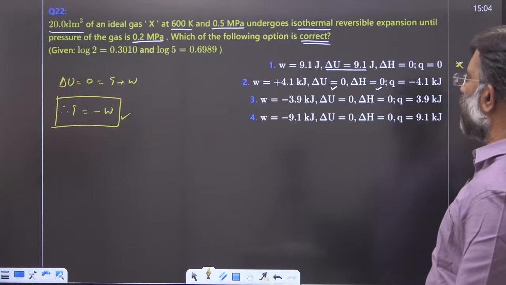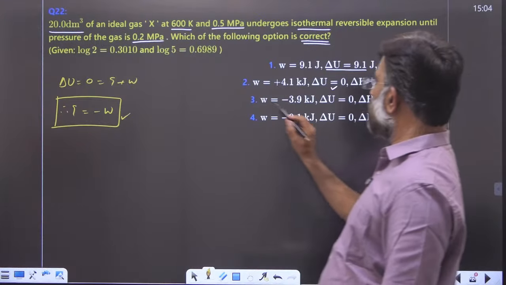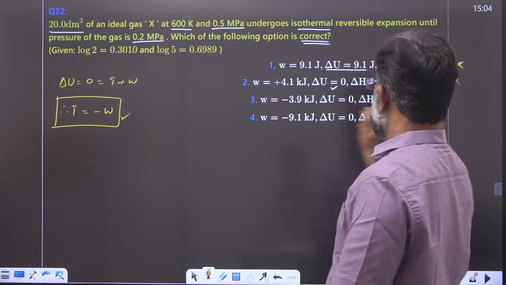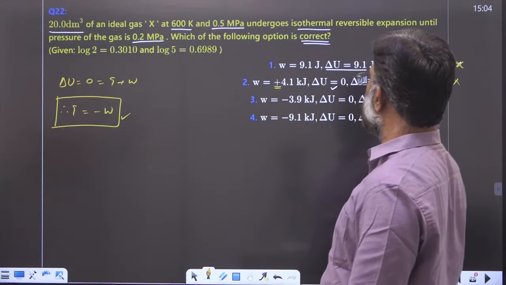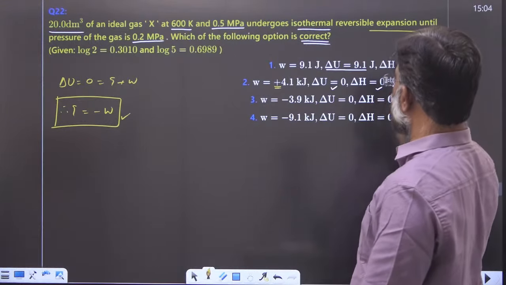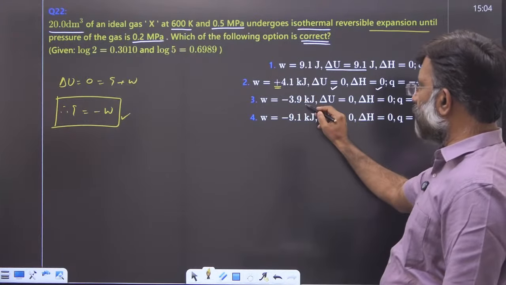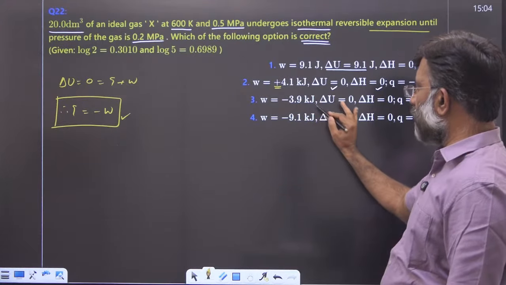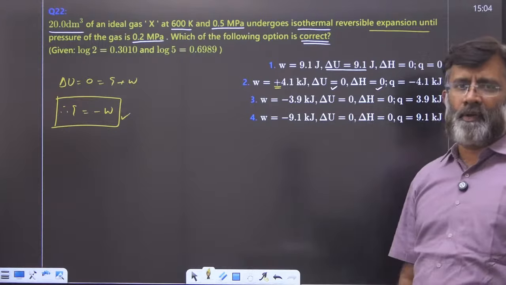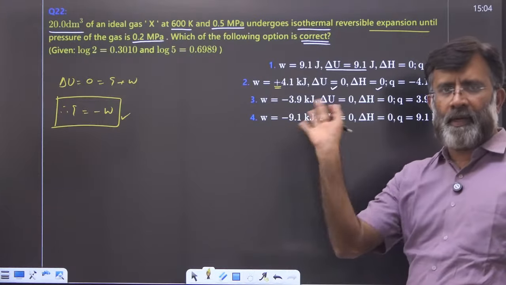First choice is already out, and second choice also out, because work done cannot be positive; it is expansion work, so it must be negative. So you need to work out the work done. Is it minus 3.9 or minus 9.1? Once you get that figure, you get your answer.